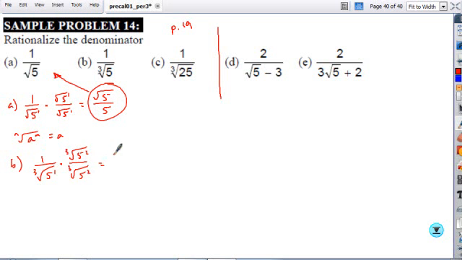So now we can multiply across the top, cube root of 5 squared, which is 25. And then in the bottom we have cube root of 5 cubed. Again, it fits this pattern where the index and power are the same, so they cancel, allowing you to extract just the base 5. So this would be the answer for B.